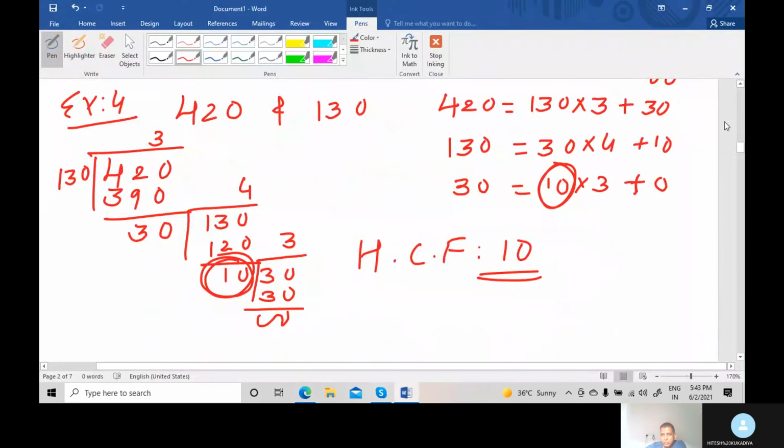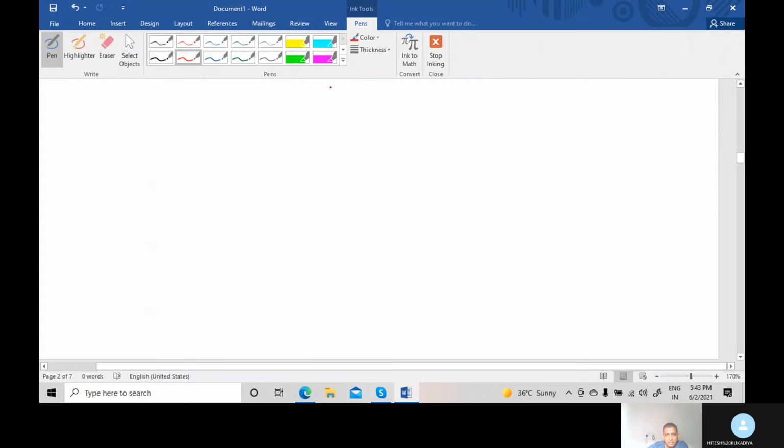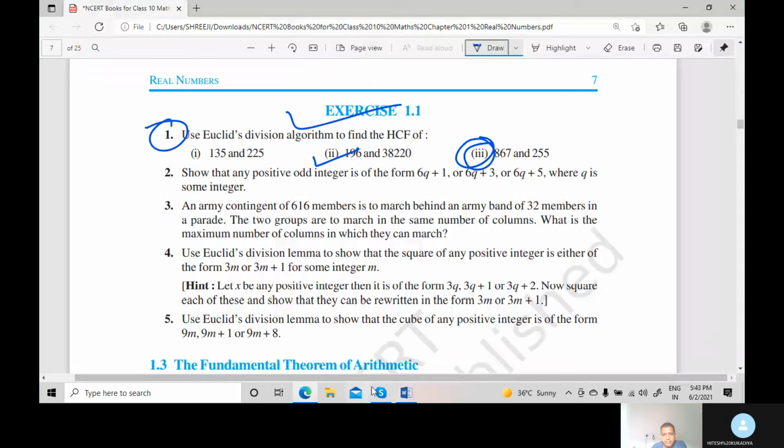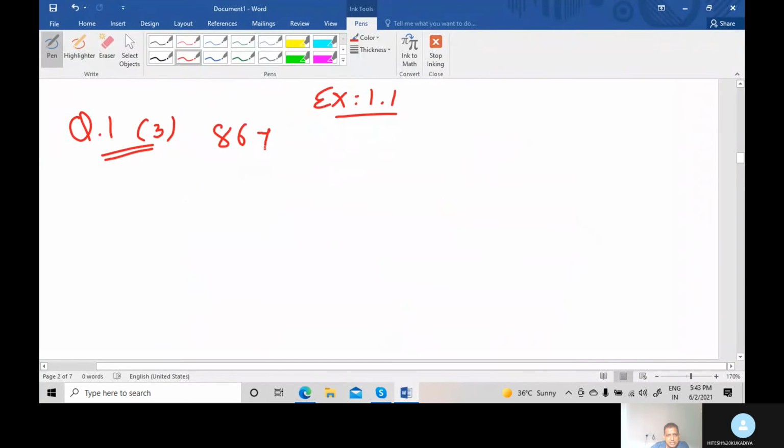Exercise 1.1, question number 1. 867 and 255. Here 867 is the bigger number, so the bigger number goes inside the division and the smaller number outside. This is the division rule. Now 25 and 86, almost 900. 25 ones are 25, 25 twos are 50, 25 threes are 75, 25 fours are 100.